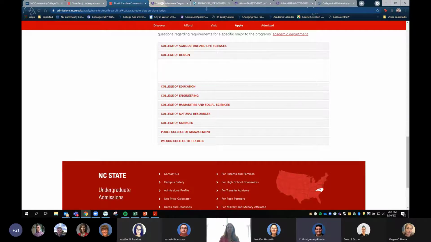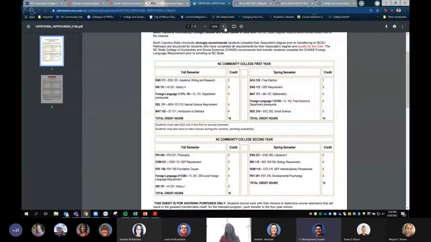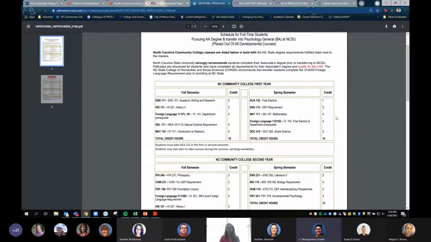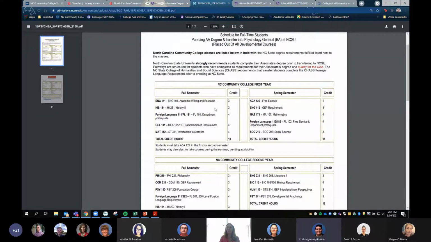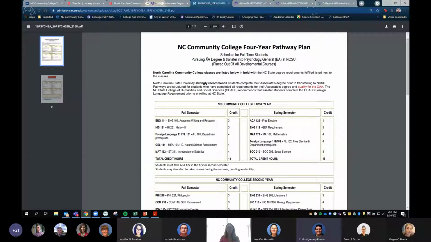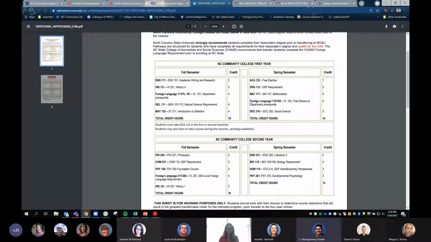But I went ahead and pulled up their psychology degree. I'll zoom in a little bit on this, but as you can see, it lists out exactly what they want the students to take in order to transfer smoothly into that psychology degree at NC State. It has their math requirements right there, and it even lists up here at the top what degree they should be in order to transfer for that degree. So if they're wanting to study psychology at NC State, it's best for them to be in the AA degree. So this is laid out as if the student was in the Associate in Arts degree here at JCC.